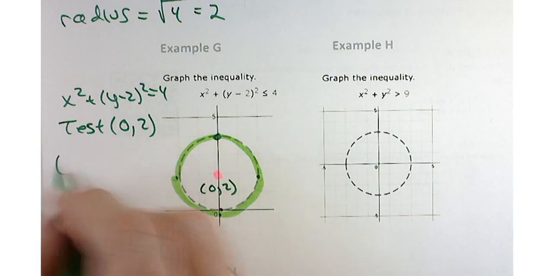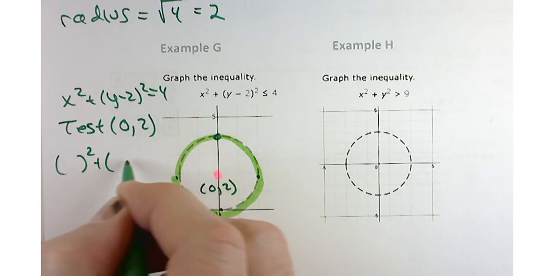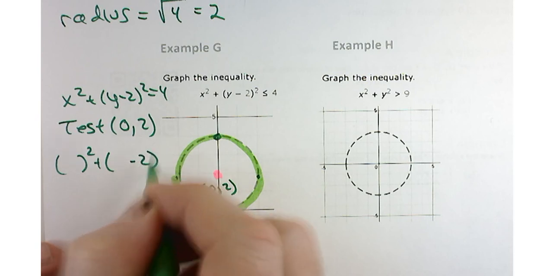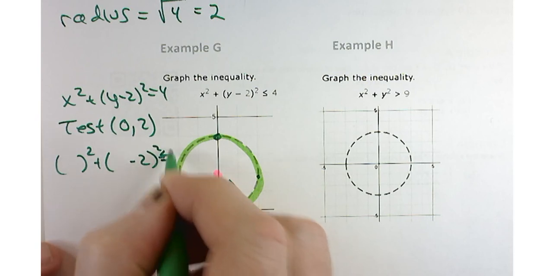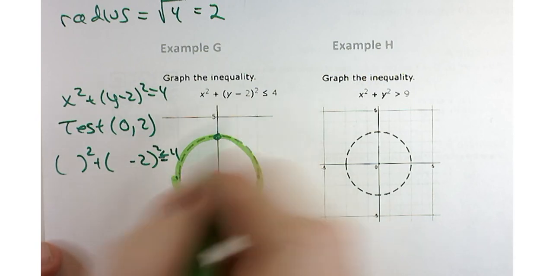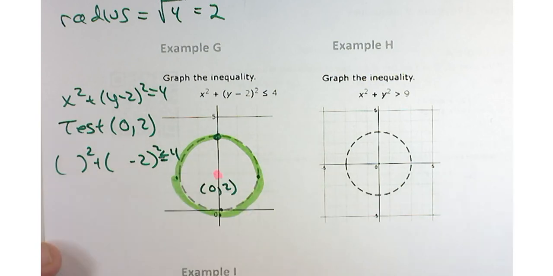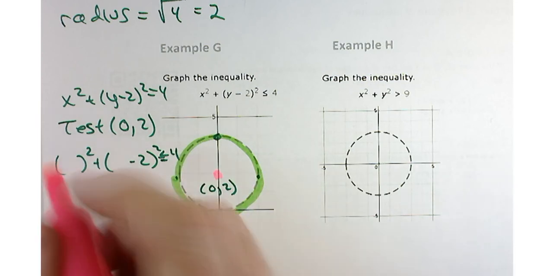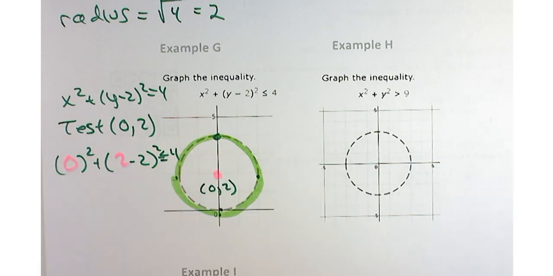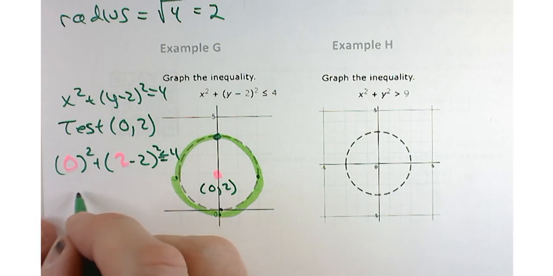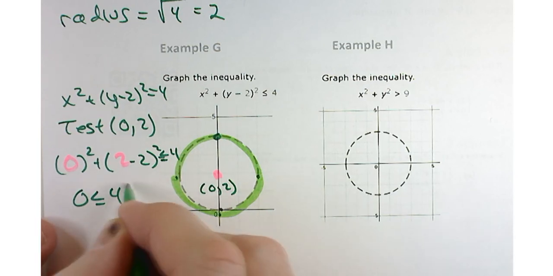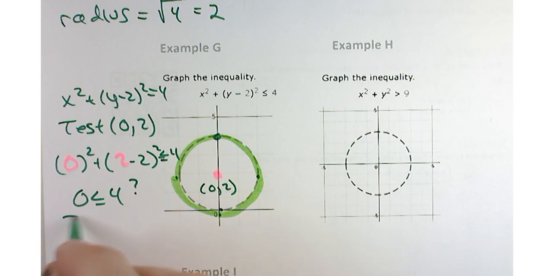So you get 0 squared plus 2 minus 2 squared is less than or equal to 4. Is it less than or equal? Yeah, less than or equal to 4. And let's see what happens. 0 and 2. Well, is 0 less than or equal to 4? Yes. Yeah, that's true.